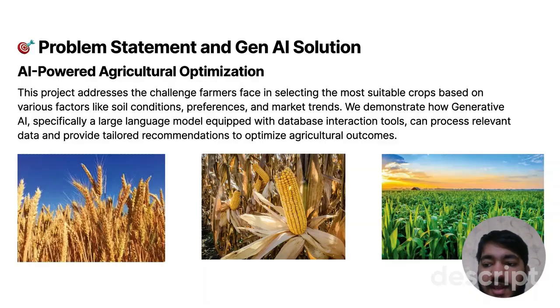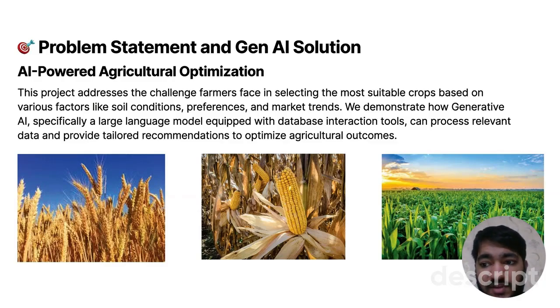My project, AI powered agricultural optimization, addresses a critical challenge faced by farmers: selecting the most suitable crop from myriad options. This decision is complex, influenced by various factors like specific soil condition, individual farmer preferences, and dynamic market trends. My goal was to build a tool that can simplify this complexity.